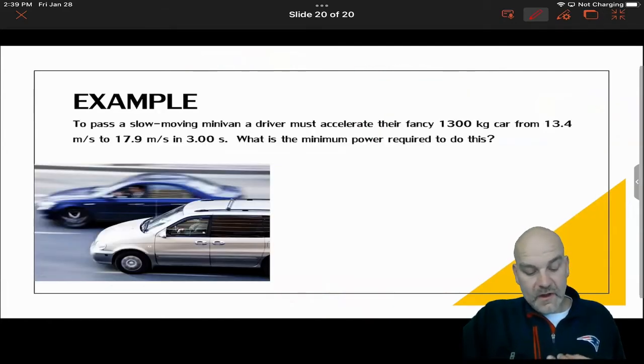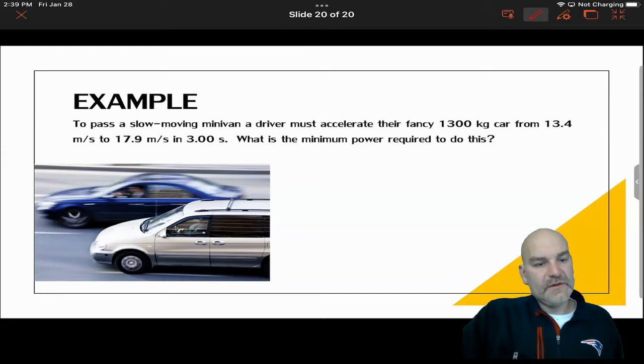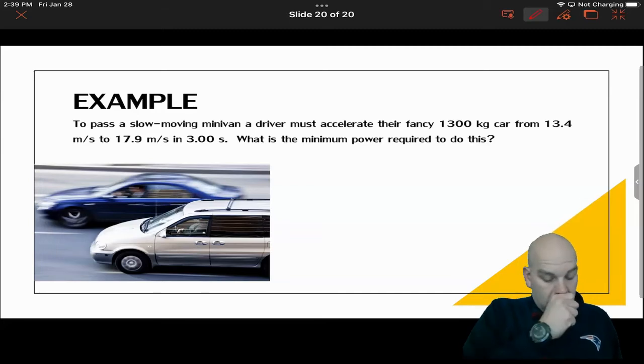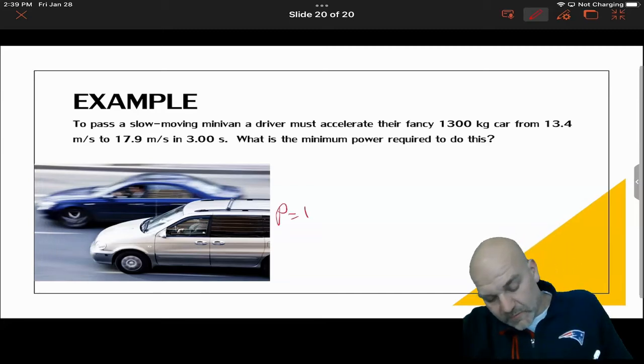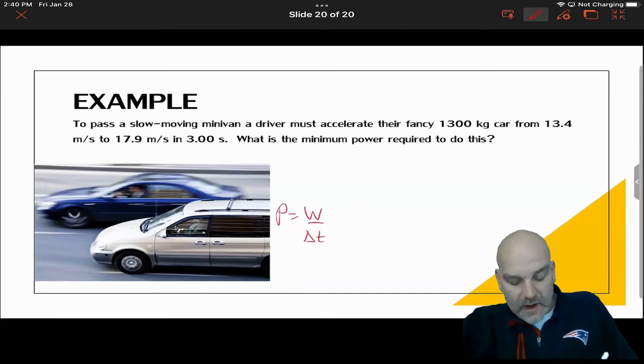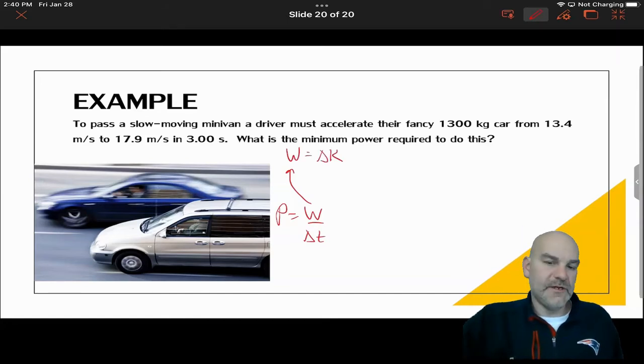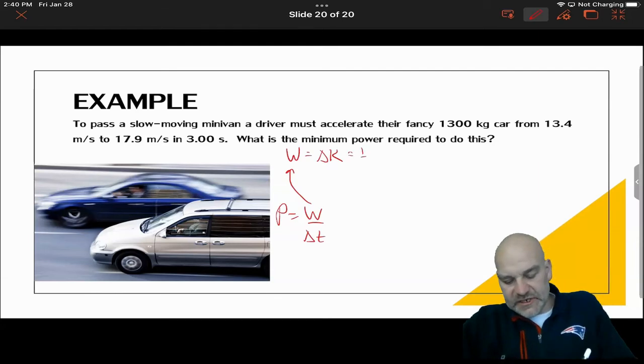All right, let's look at an example. Here we have a driver passing a minivan. They have a 1,300 kilogram car. They're going to go from 13.4 meters per second to 17.9 meters per second in 3 seconds. And we're trying to figure out the minimum power required to do this. We know power is work over time, but we need to figure out what the work is. Remember the work-energy theorem, which says that the work done is equal to the change in kinetic energy.